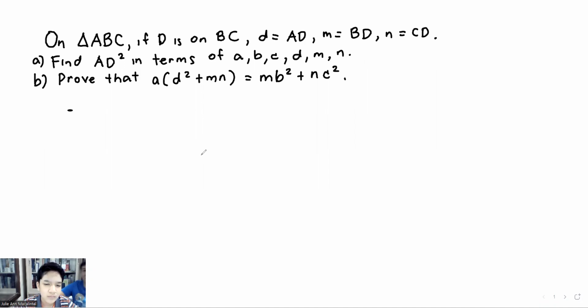On triangle ABC, if D is on BC and small d is equal to AD, small m is equal to BD, and small n is equal to CD: A, find AD squared in terms of a, b, c, d, m, and n. And B, prove that a quantity d squared plus mn is equal to mb squared plus nc squared.